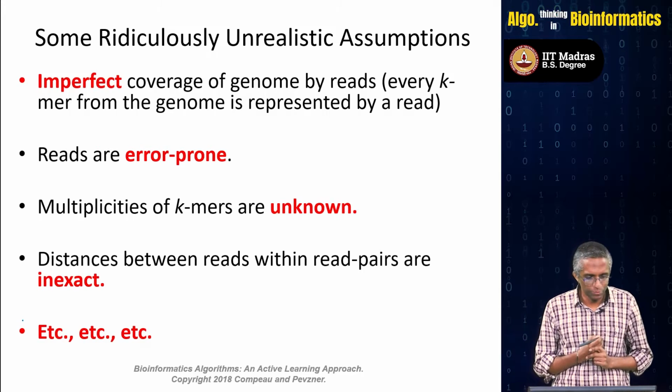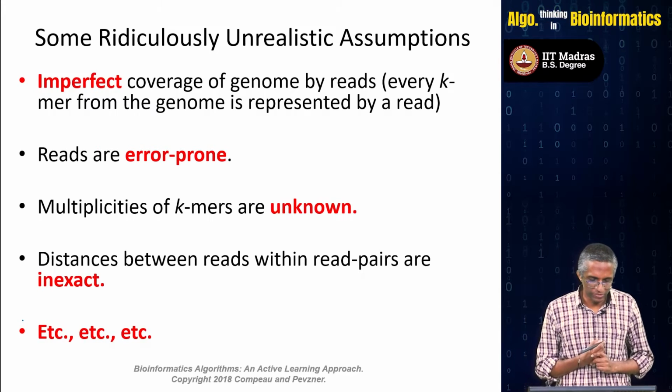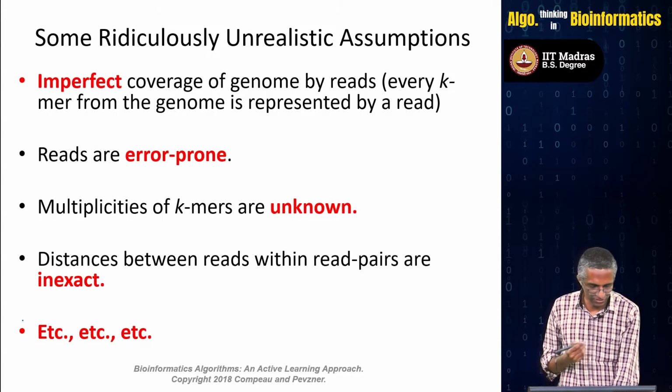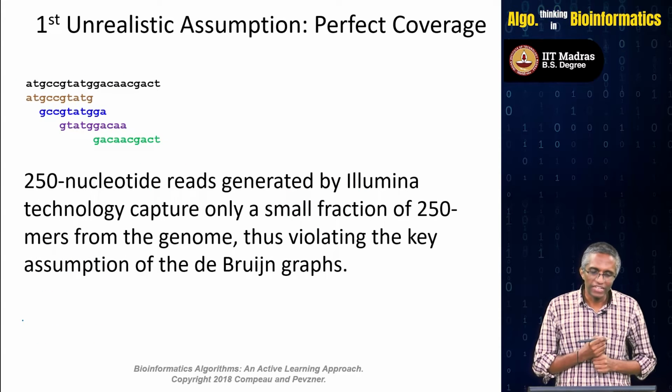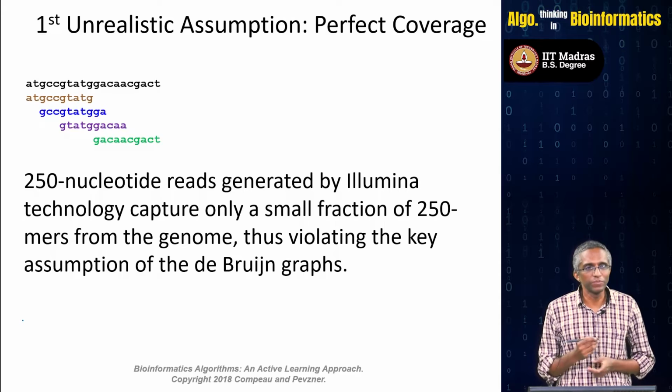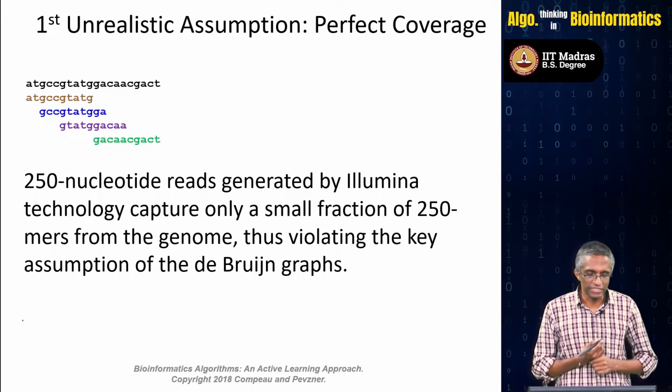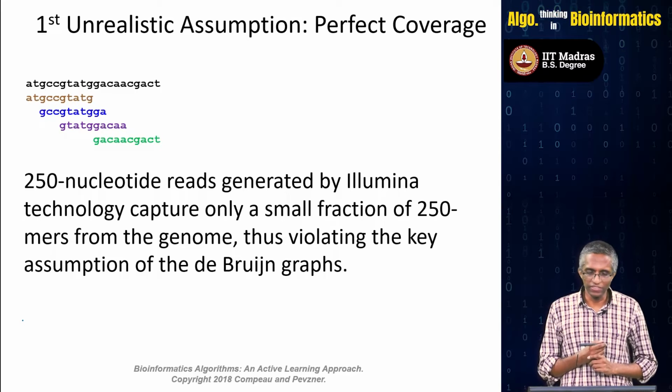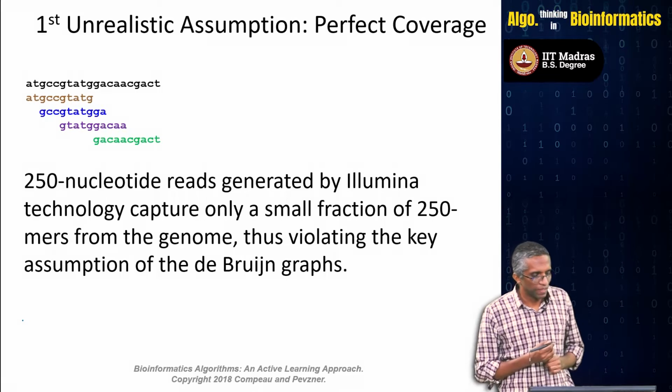So the coverage is imperfect, the reads are error prone, the multiplicities are unknown, distances are inexact, and so many other things. Like I said, we won't try to address all of them here, but we will see how you would approach addressing some of them. So the first unrealistic assumption is perfect coverage, right?